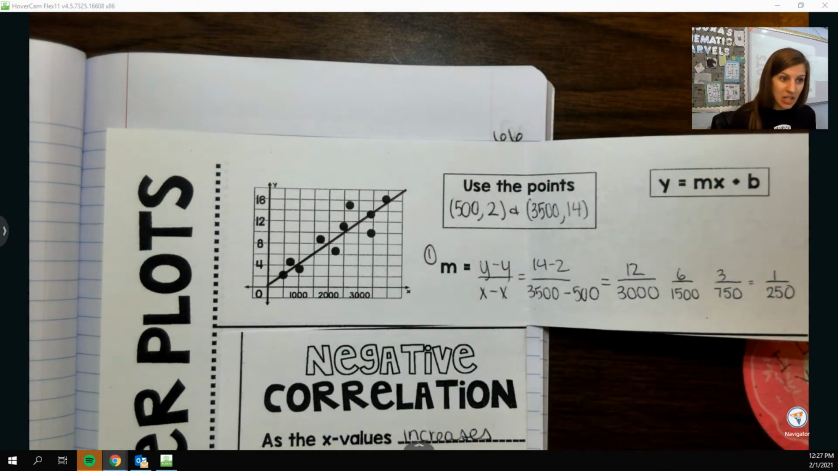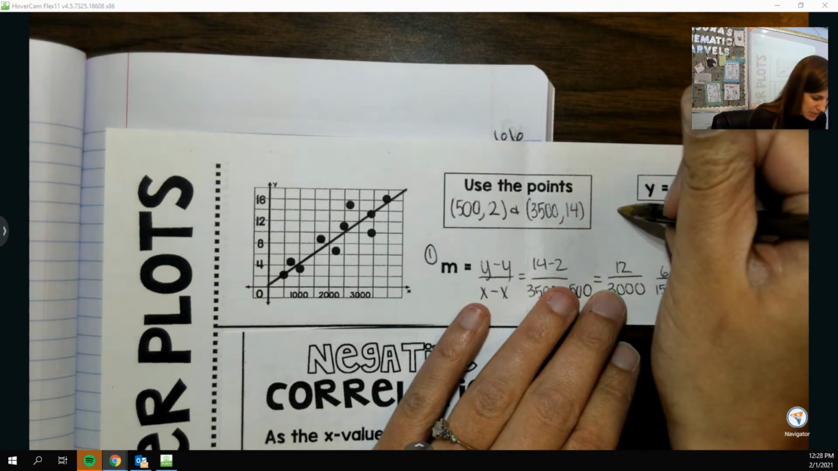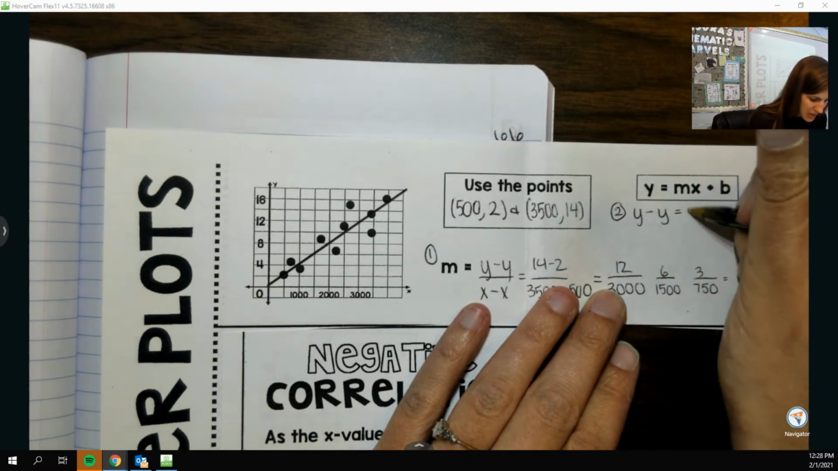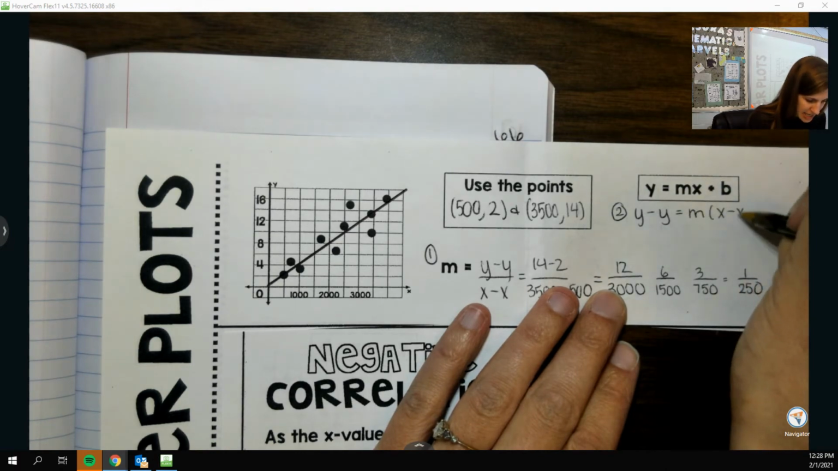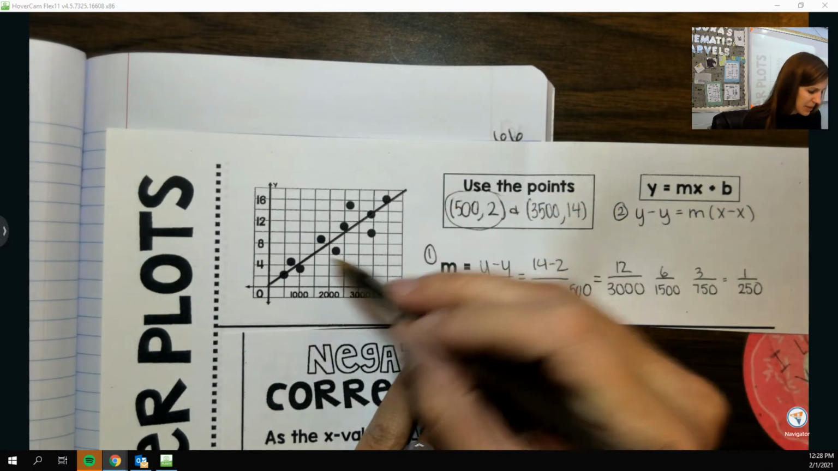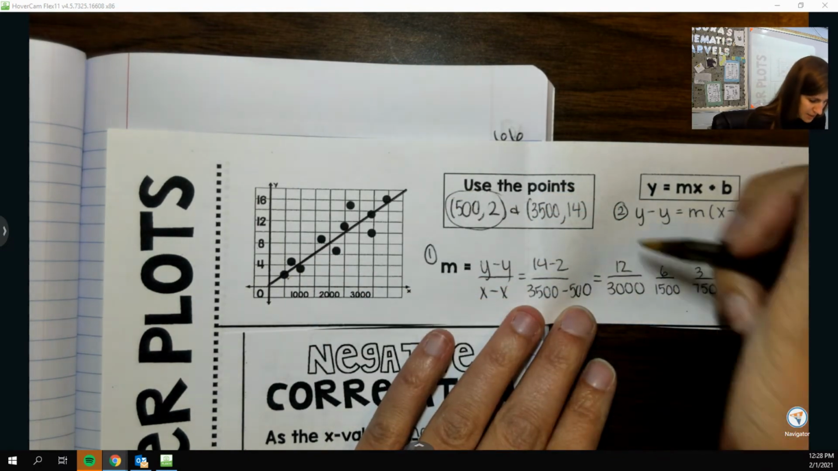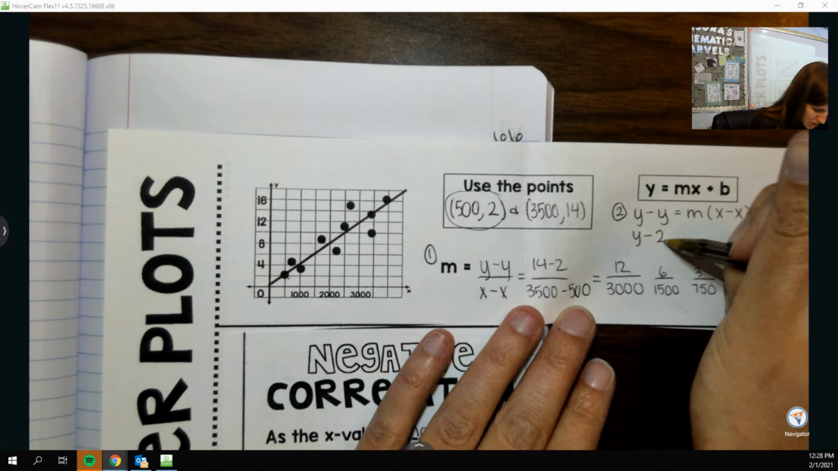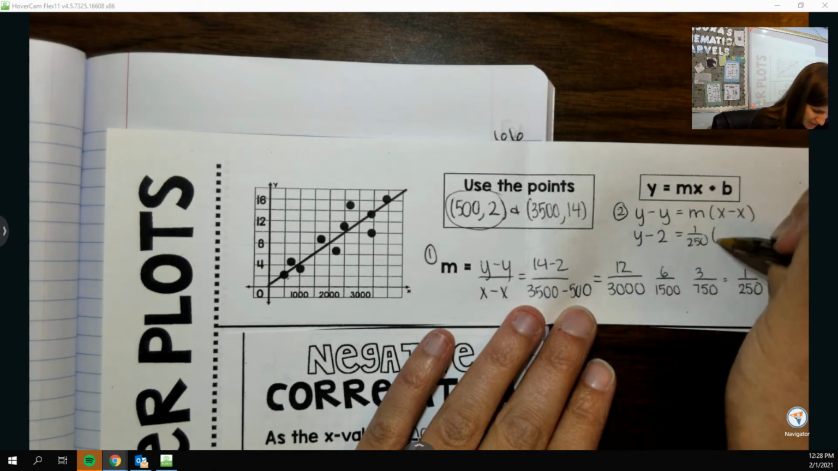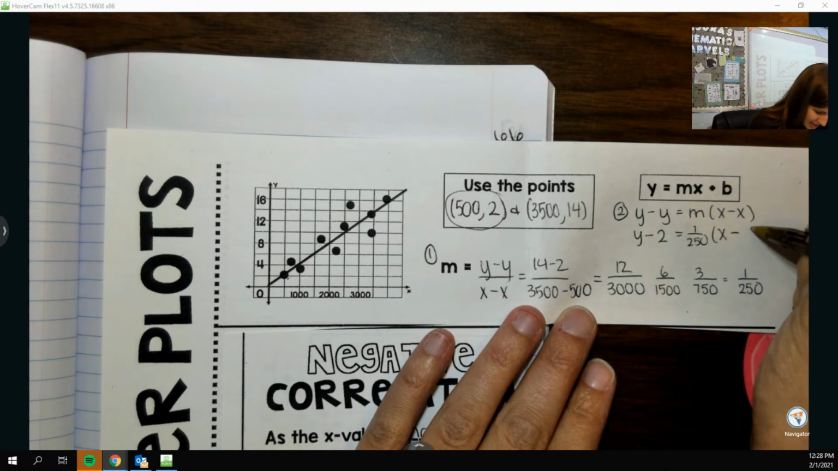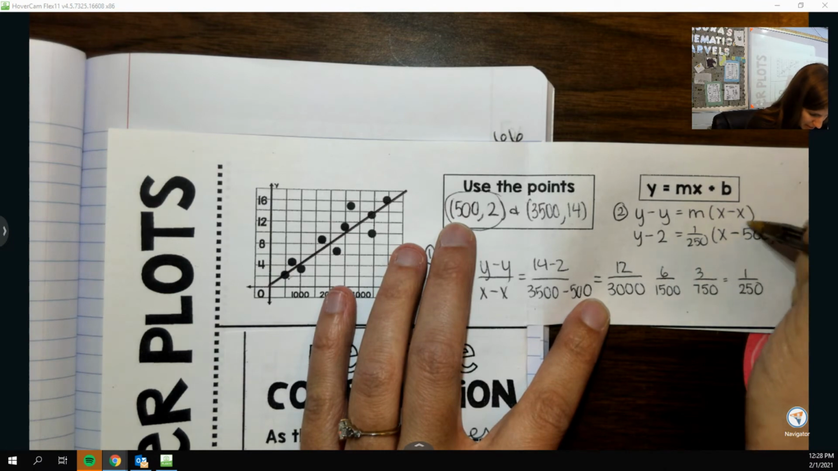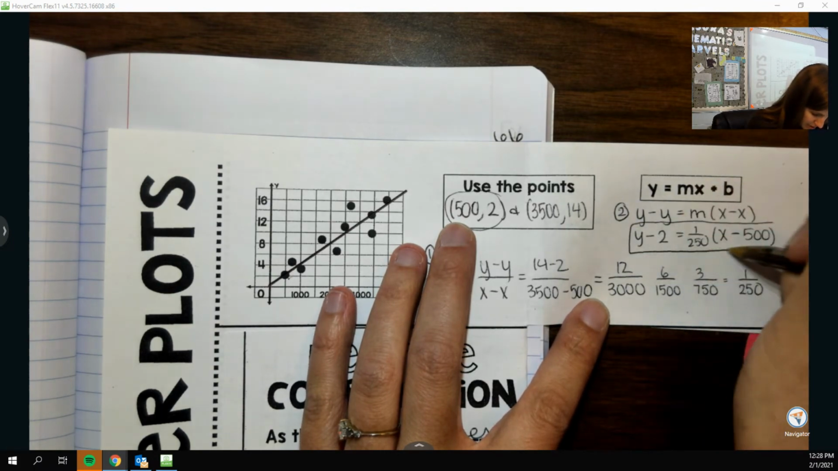And then I just have to put it in y equals mx plus b, but really to do that, we want to start off in point slope form. So y minus y equals m parentheses x minus x, where I can pick either point. Now I'm going to go with this one because it's smaller and because I was definitely through it. So y minus 2 equals 1 over 250, parentheses x minus 500. Now we could rewrite it and put it in y equals mx plus b, but we'll just leave it there for now.